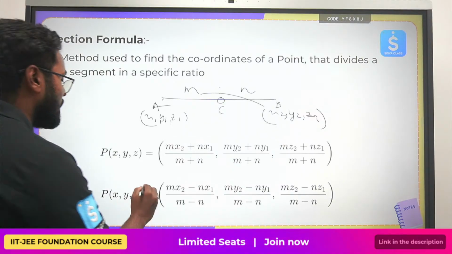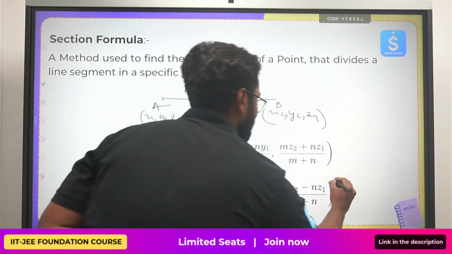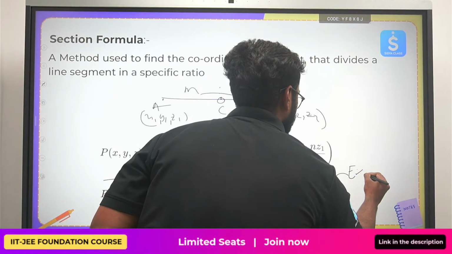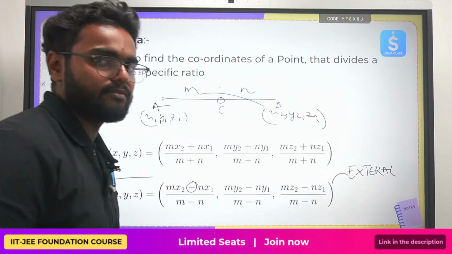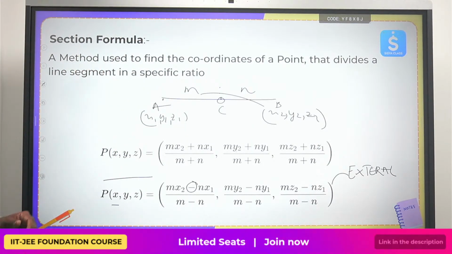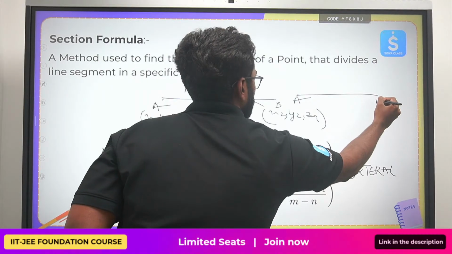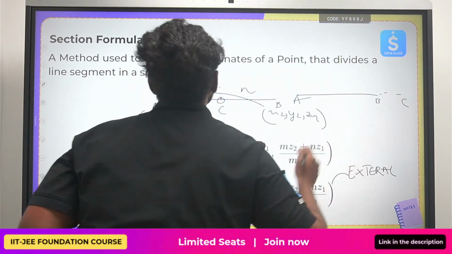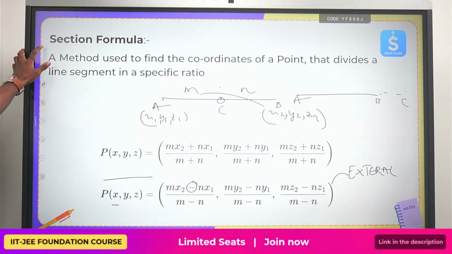Now coming to what is this formula? It has a minus in it. It is nothing but the case where the point is external. You understood this? If the point is external, we'll be using this formula. It is A, B and C lies somewhere outside, and if it says it's a point that divides the line segment externally, we'll be using this formula.